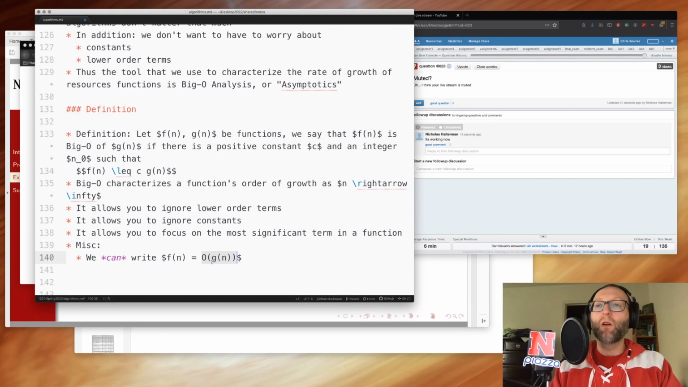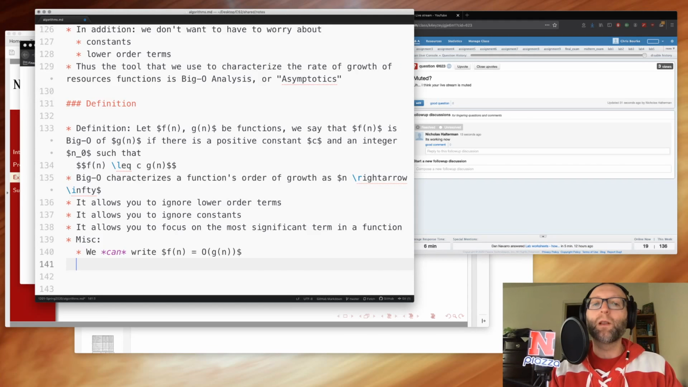So if this were a linear function, it would be the set of all possible linear functions. Or it could be the set of all quadratic functions, or the set of all exponential functions, or something like that. Okay, it's a little bit of an abuse of notation, but it's perfectly fine here. So again, the real way to write this is f of n is in this set of functions, or this class of functions.